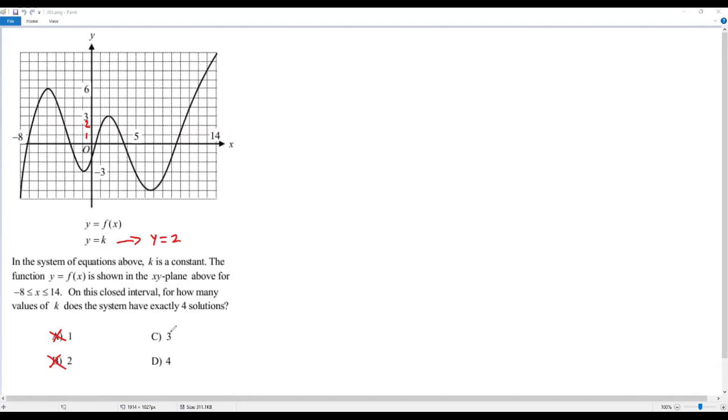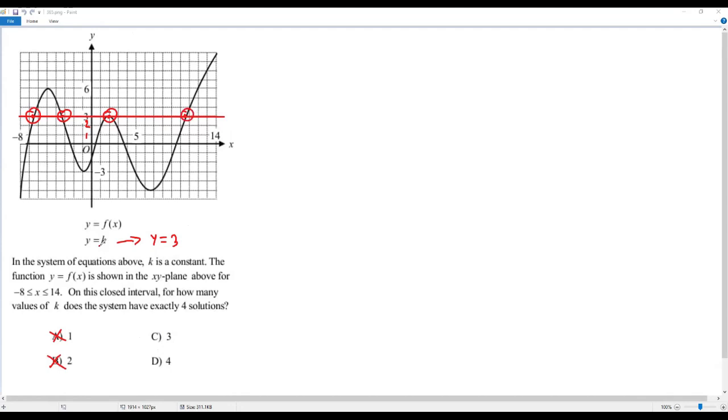Now let me consider the value 3 in answer choice C. Let me plug in 3 for k in the second equation, that is y equals 3. This is a horizontal line through the value 3 on the y-axis. Now let me draw a horizontal line through the value 3 on the y-axis. Let me count the number of points of intersection: 1, 2, and here 3, and here we have 4.